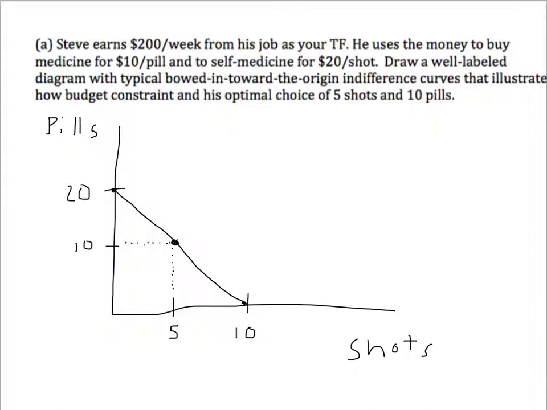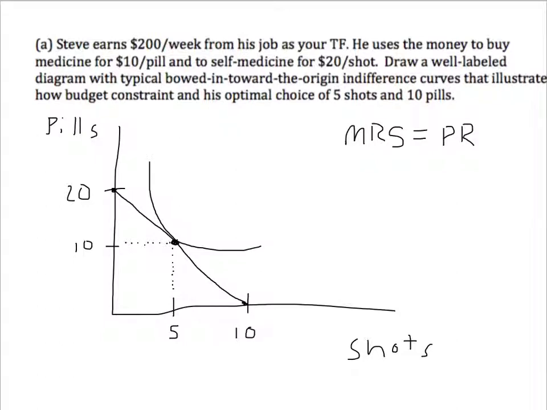The condition for our optimal choice from lecture was MRS, that's the slope of the indifference curve, equals price ratio, that's the slope of the budget constraint. So at that point, we're going to need to have our indifference curve tangent to the budget constraint. Tangent meaning the slopes are the same. And graphically, that looks like this.